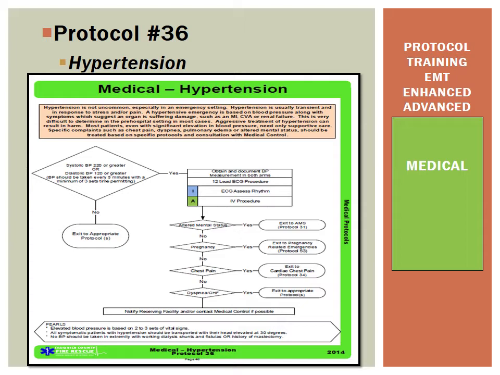So remember in this protocol, systolic blood pressure greater than 220 or a diastolic blood pressure greater than 120, of course, is a hypertensive crisis. The BP must be taken every 5 minutes with a minimum of 3 sets, time permitting.